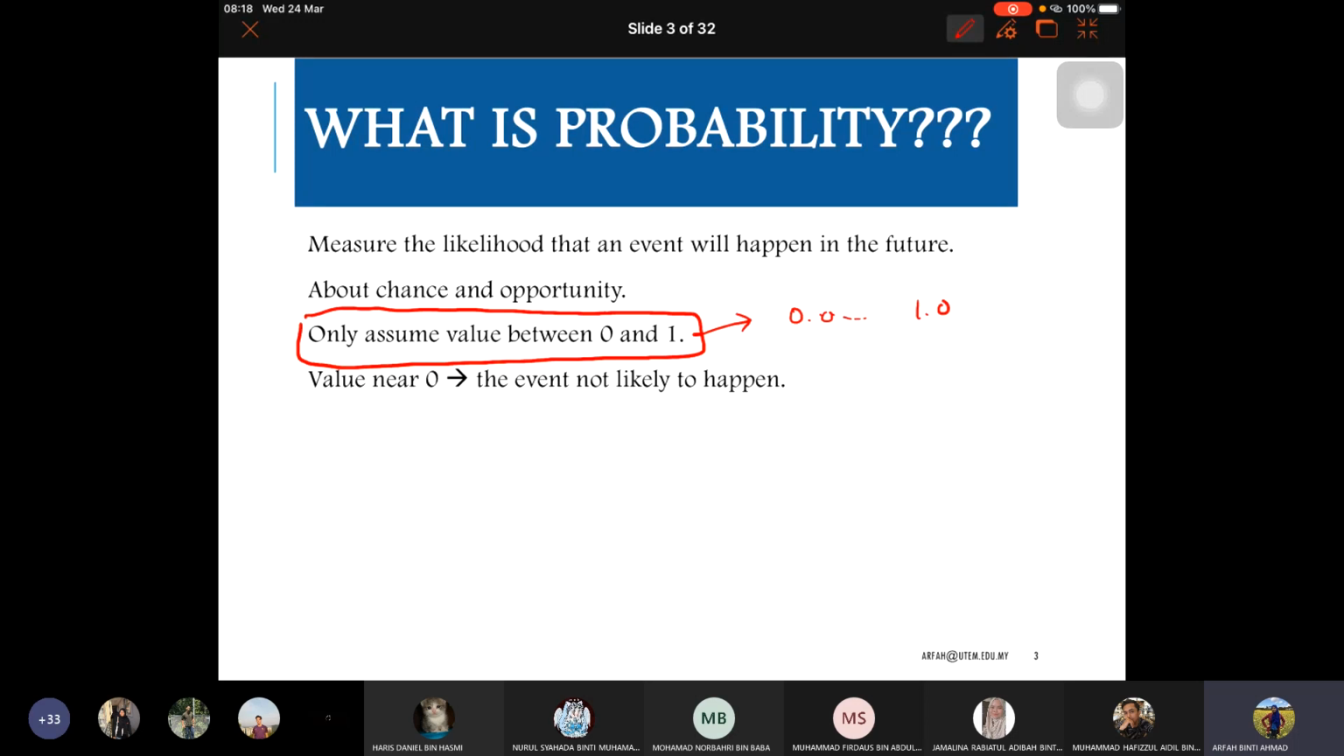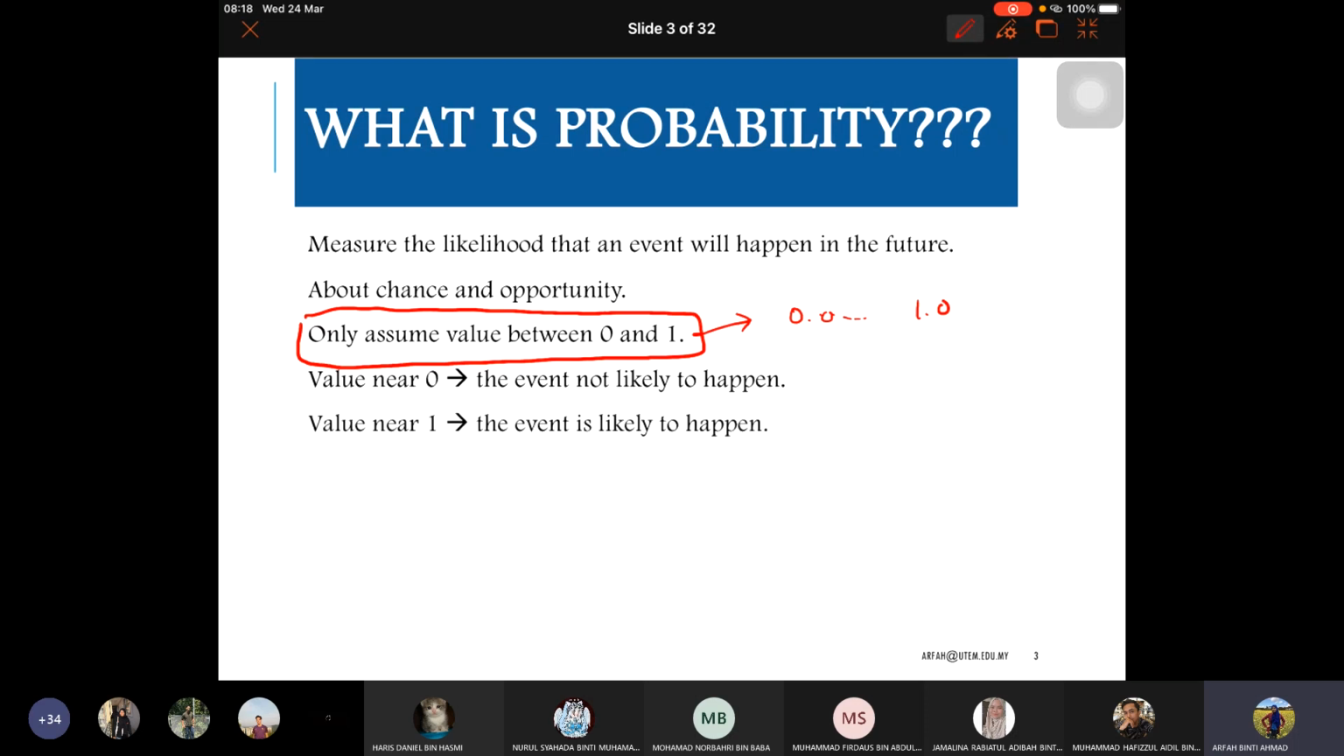Salji di Malaysia. Betul. Kebarangkalian salji akan turun di Malaysia, 0. Okey. Tapi kat Arab mana turun dah salji? Maybe 0.05. Okey. So kebarangkalian apa lagi? Kebarangkalian Adwa akan pergi ke matahari besok. So 0. Okey. Sebelum pergi lagi Adwa dah terbakar.